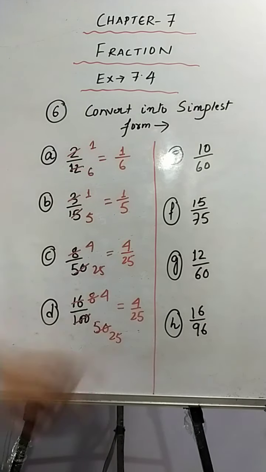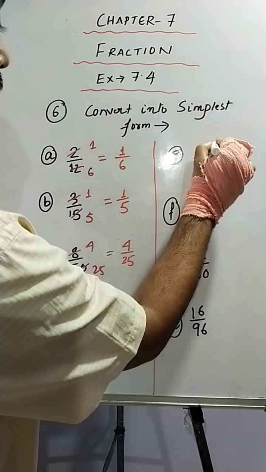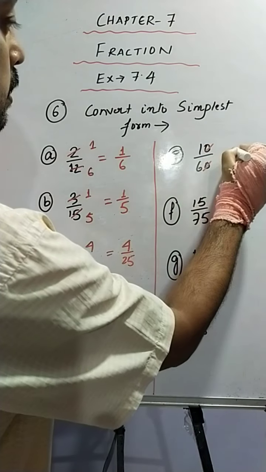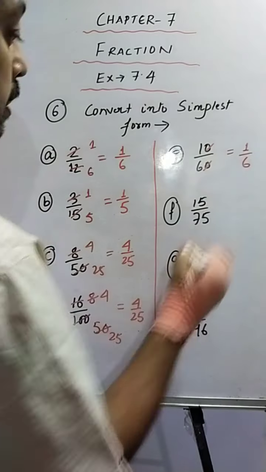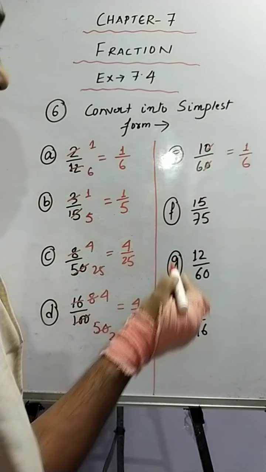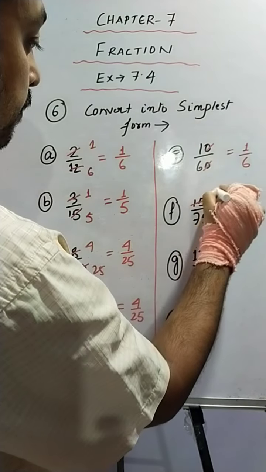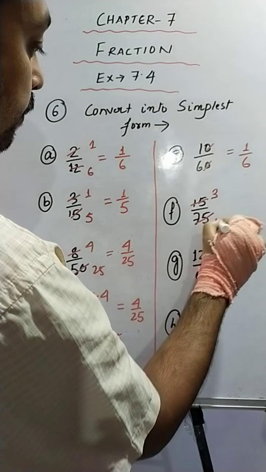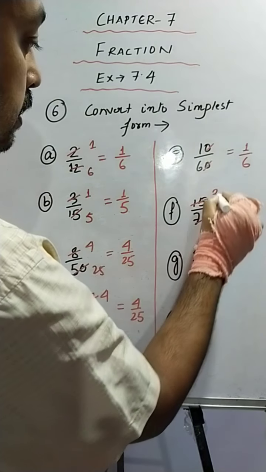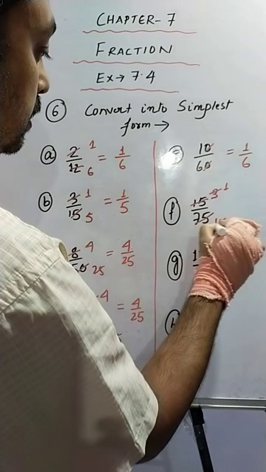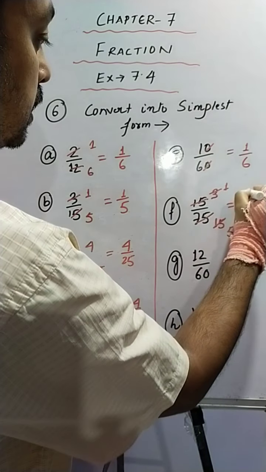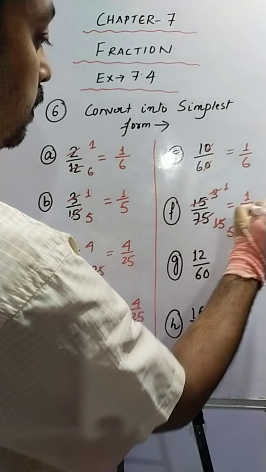Now let's do number E. Just reduce the zeros, and you will get the answer as 1 upon 6. Now this we can reduce with 5: 5 3s are 15, 5 15s are 75. Again we can reduce these two numbers with 3: 3 1s are 3, 3 5s are 15. So the answer is 1 upon 5.